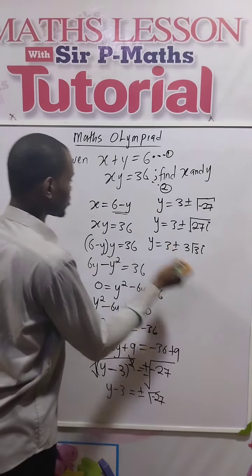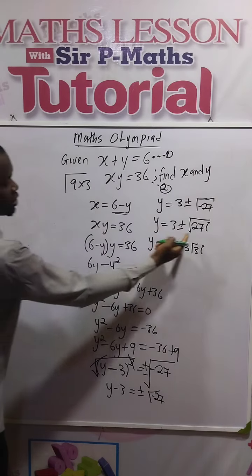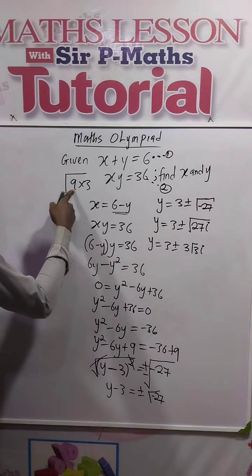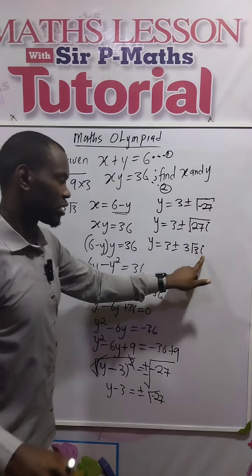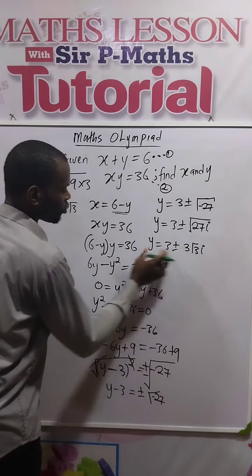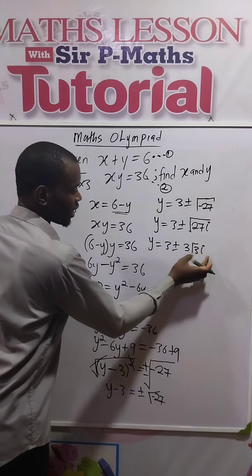Simplify this using surds. That is the square root of 9 times 3. 9 times 3 is 27. The square root of 9 is 3. So you can write it as 3 root 3. Don't forget your i. So we've got the value of y as 3 plus or minus 3 root 3 i.